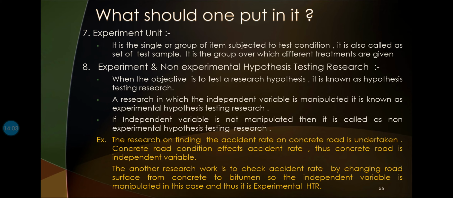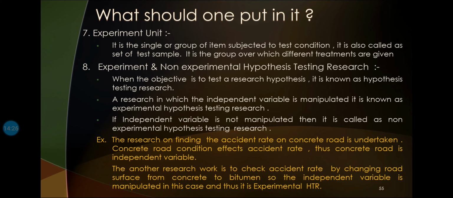Say, for example, research on finding the accident rate on a concrete road is undertaken. There is a concrete road and you want to find out the accident rate, meaning the number of accidents, maybe in a week, maybe in a month or a year. Concrete road condition affects accident rate. Thus the concrete road is the independent variable.